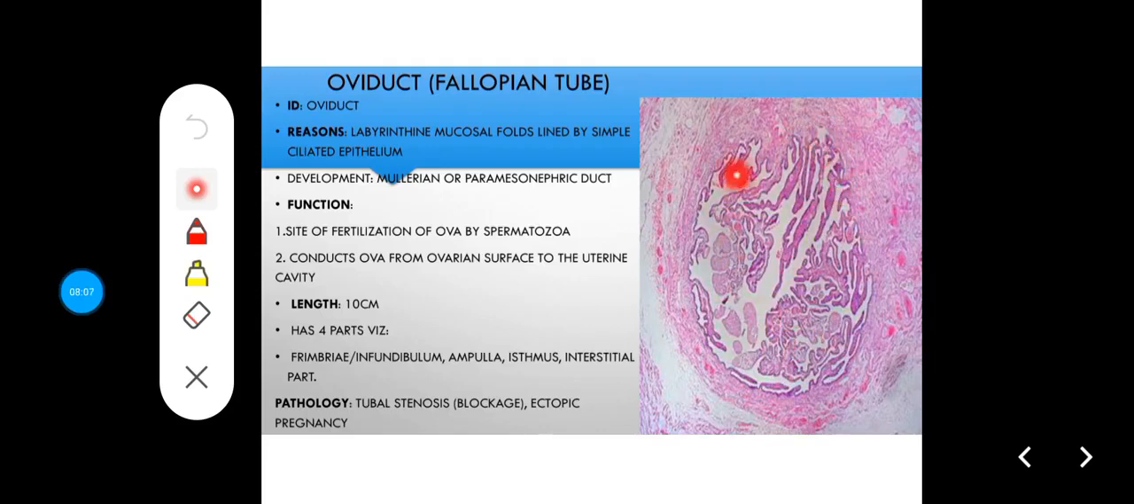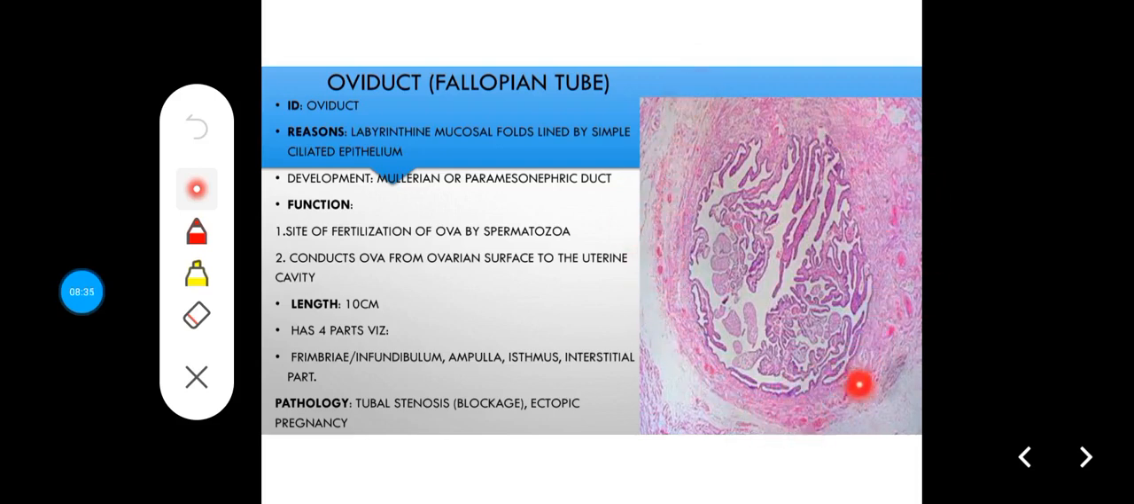Now deep to the mucosa is the muscle layer, and the muscle layer is the inner circular muscle layer and the outer longitudinal muscle layer. Then the outer muscle layer is lined by serosa or the adventitia, because this is lined by part of the broad ligament and the peritoneum. So this is the oviduct.